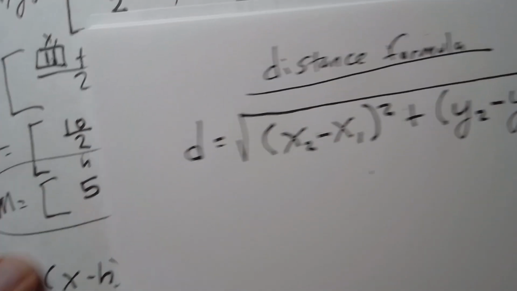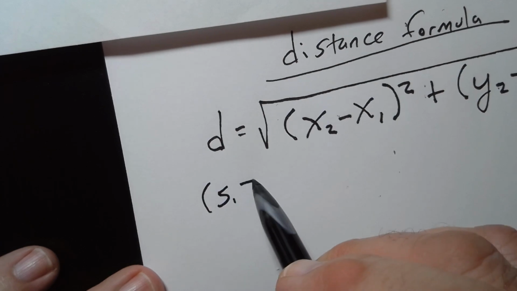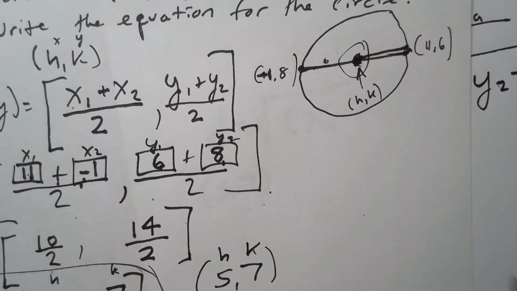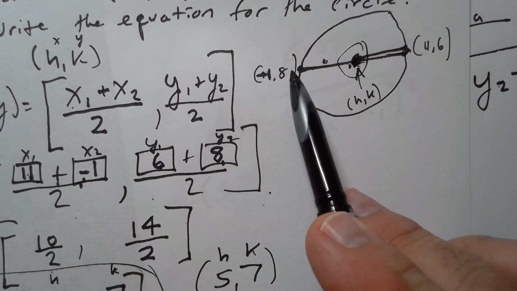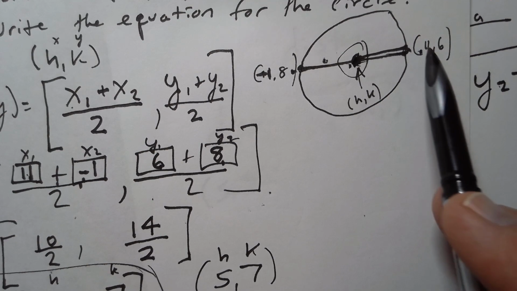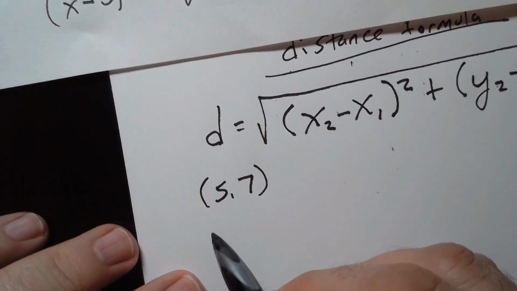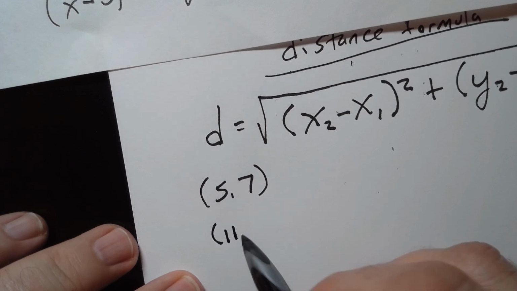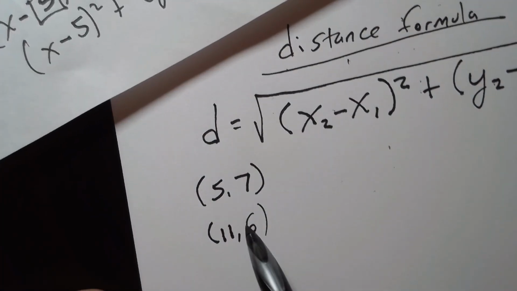We have our center. Our center is the 5 and 7. And we just need to find the distance from the center to one of the sides. We can use either this point or that point. For ease, I'm just going to choose this one. So that's our second point, is our 11 and 6. Again, that was information that was just given to us in the problem. The x is 11, the y is 6. So these are the 2 points that we have.